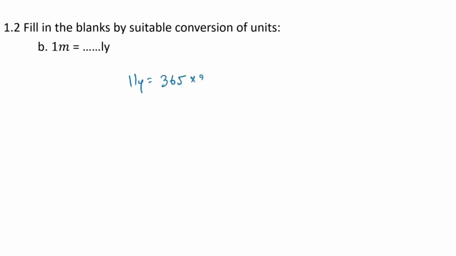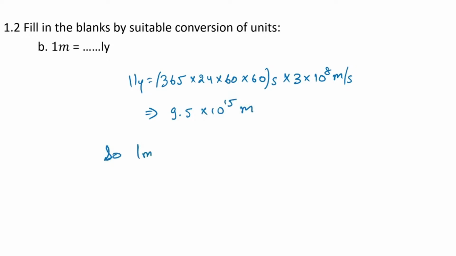So 1 light year would be equal to 365 days into 24 hours into 60 minutes into 60 seconds multiplied by the speed of light, that is 3 into 10 to the power 8 meter per second, which will yield out to be 9.5 into 10 to the power 15 meter. Now for 1 meter we will invert this value, that would be 1 by 9.5 into 10 to the power 15 light year, which will come out to be 1 times 10 to the power minus 16 light year. So 1 meter would be equal to 10 to the power minus 16 light year.